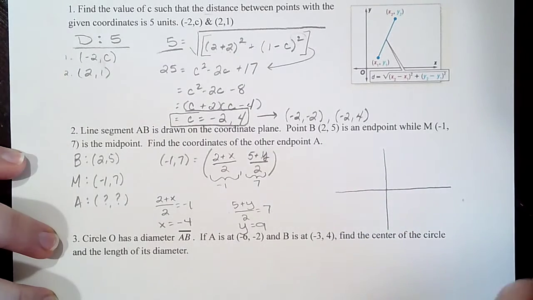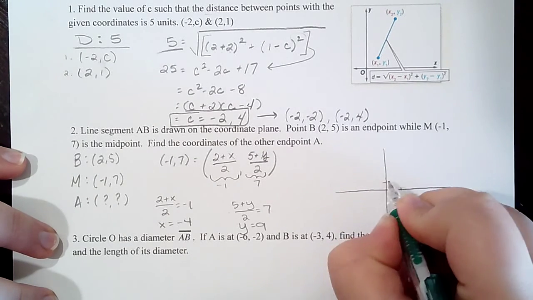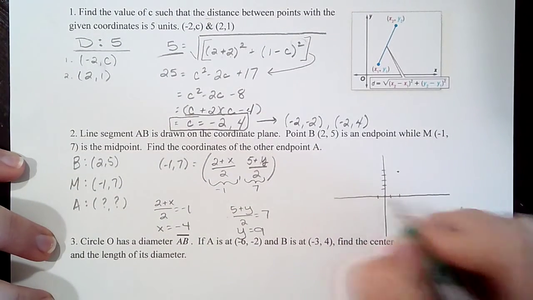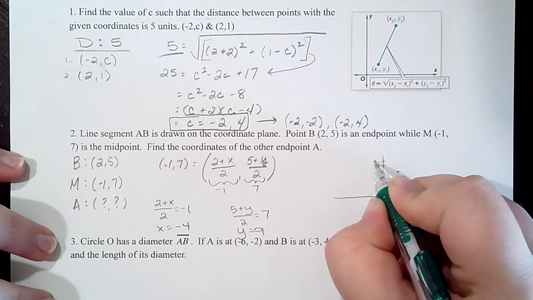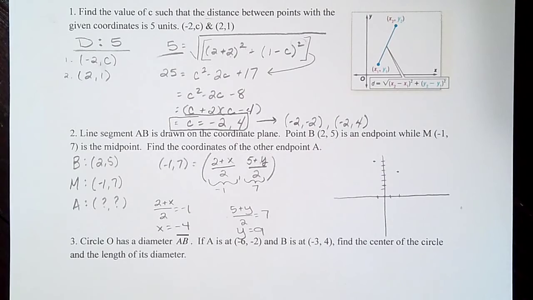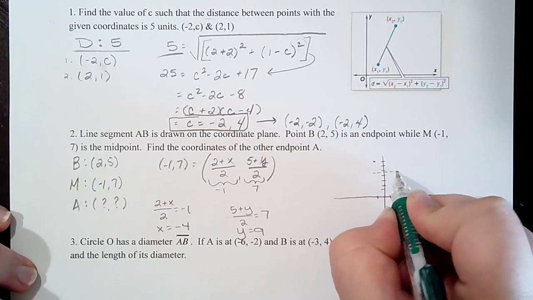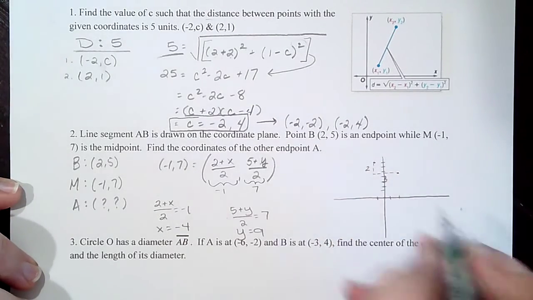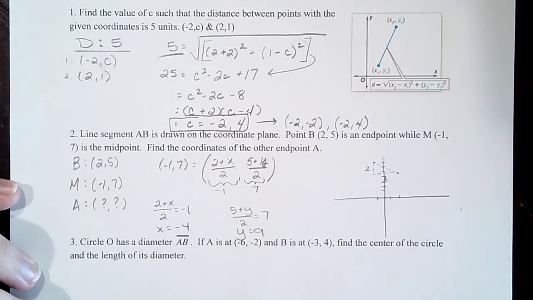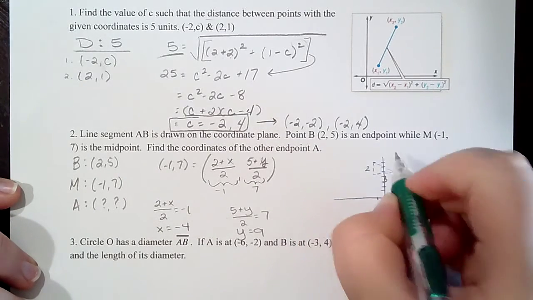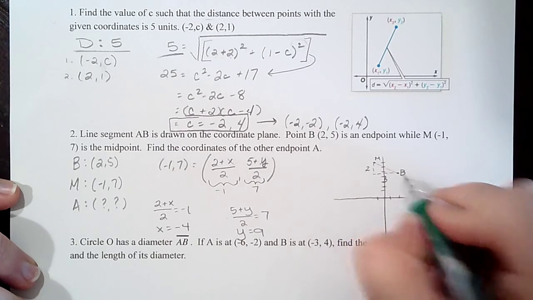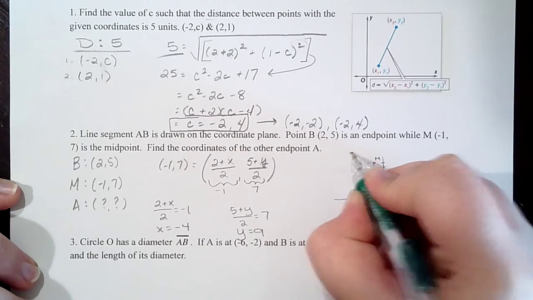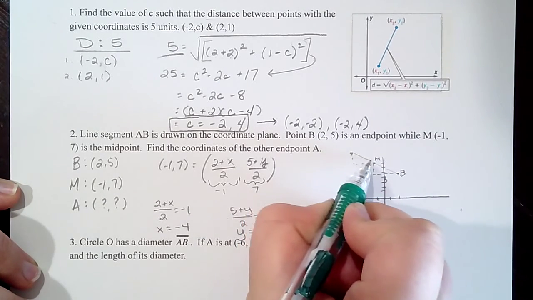The other thing I want to do is draw a quick graph and make sure that my math makes sense visually. So if I put my first point on here, it's at 2, 5. My midpoint says it's at -1, 7. Just looking at the distance between these, I notice that I have to go back 3 and up 2. That is how I got from here to here. In order to get to A, if this is the midpoint, I should have to do the exact same thing.